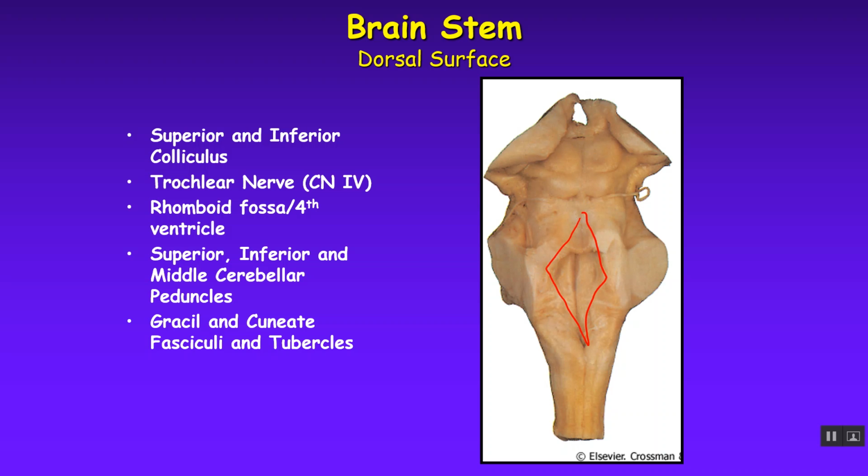Okay, so the rhomboid fossa is kind of like the floor, or if you're standing up like this, it's really kind of like the front of the fourth ventricle. The cerebellum is the back of the fourth ventricle, but they refer to it as the floor of the fourth ventricle. But really, if you're standing upright, it's the front or the anterior surface of the fourth ventricle. Okay.